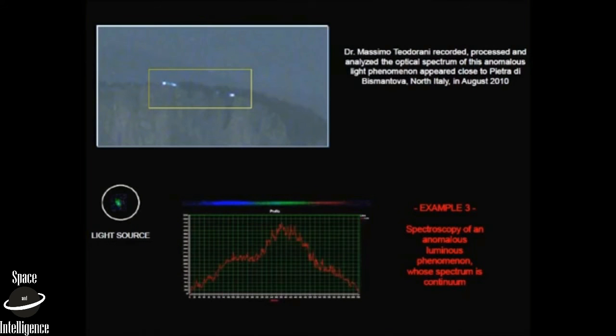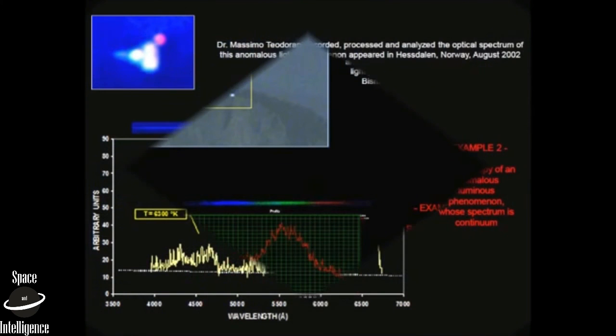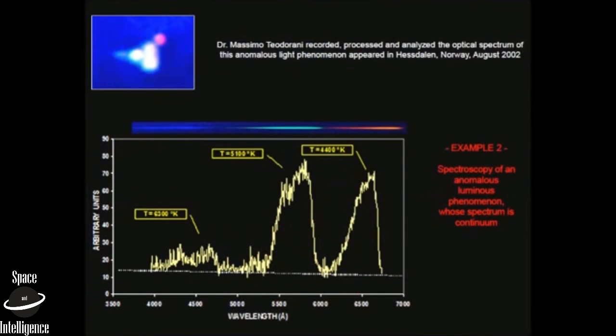To complete this video, let's take a look at some example spectra that have already been obtained by one of our research consultants, Dr. Massimo Teodorani, for luminous objects that cannot be classified as known man-made or even known natural phenomena. When this occurs and we record and document it, as shown here, we have the chance to learn something new about the universe and the world around us.